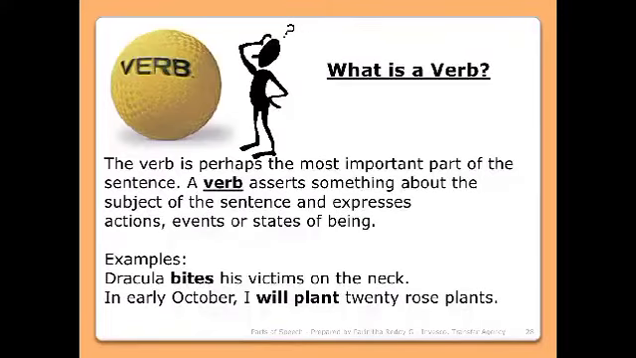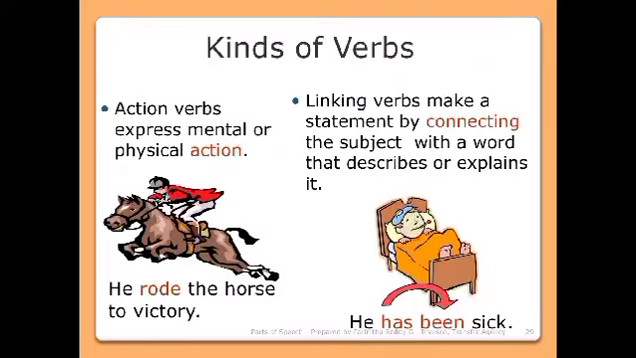Now come towards the third section, and that is the verb. What's a verb? Basically, the verb is the most important part of the sentence. A verb asserts something about the subject of the sentence and expresses actions, events, or states of being. For example, Dracula bites his victims on the neck. In early October, I will plant 20 rose plants. Plant and bites are the verbs in these sentences.